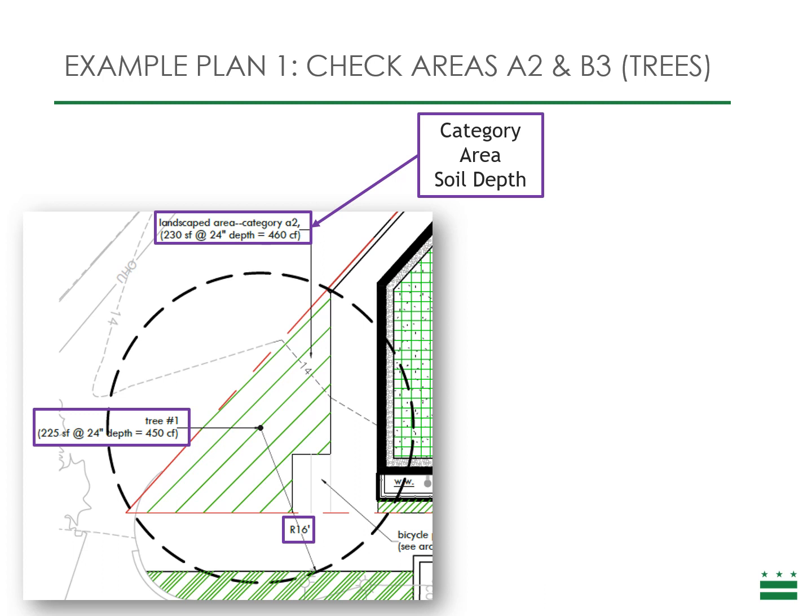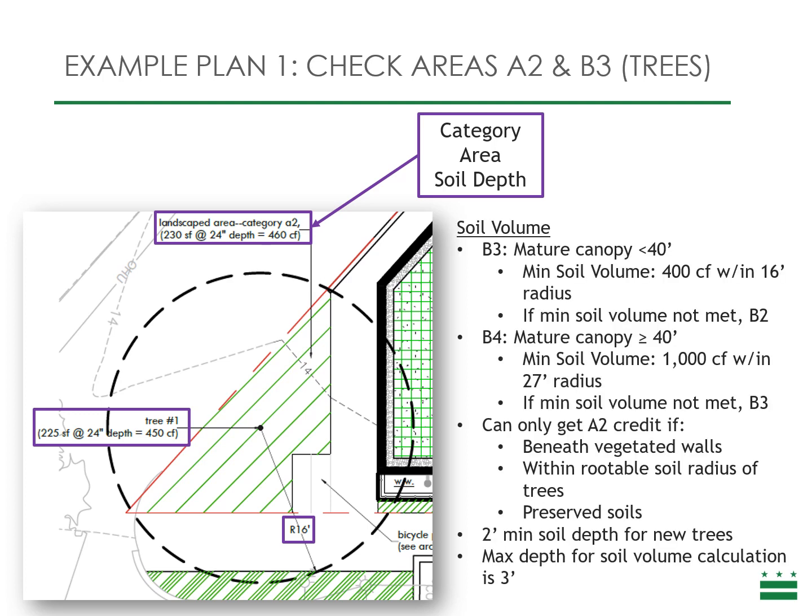Moving on, we zoom into the A2 area where we also see a B3 credit. The A2 area is labeled with category, area, and soil depth. The B3 credit is shown as tree number 1. They show the rootable soil area as 225 with a depth of 24 inches, which gives a rootable soil volume of 450 cubic feet. Now that rootable soil volume has to be within that 16-foot radius as shown on this plan.